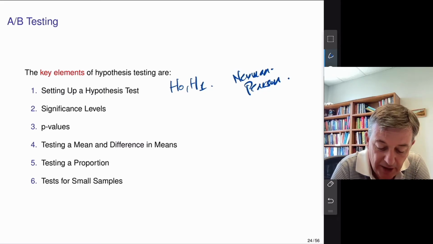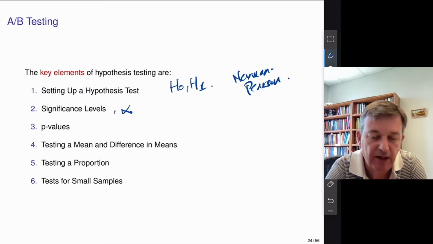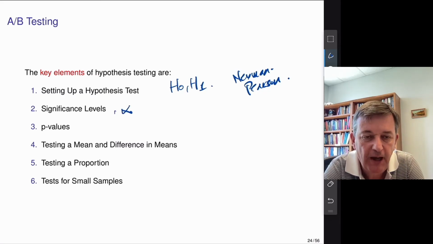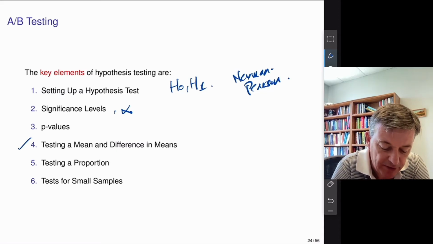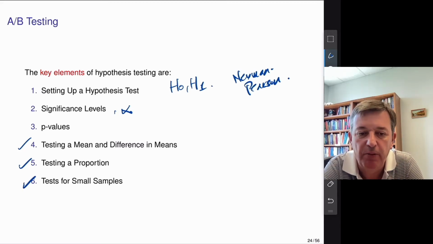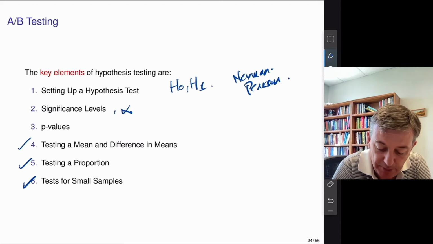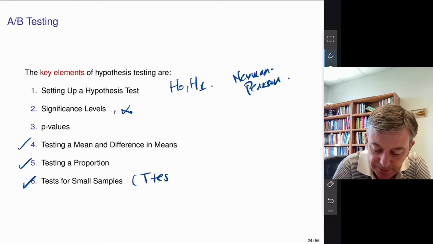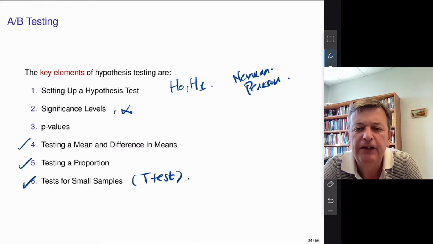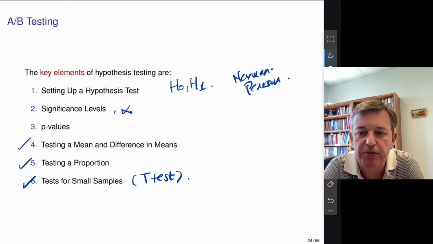And I'm going to have to talk about something called a significance level alpha. I'm going to have to talk about something called a p-value. And again, we'll do it for our three different cases: means, proportions, and we'll come up with a test for smaller samples. This will be based on a t-test. Actually, for most of your life, you could just go through and do a t-test for everything. T-test will also work for larger sample sizes too.